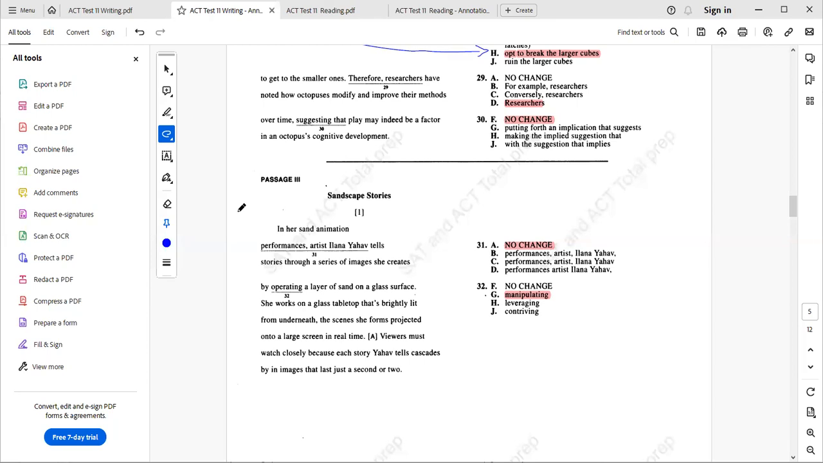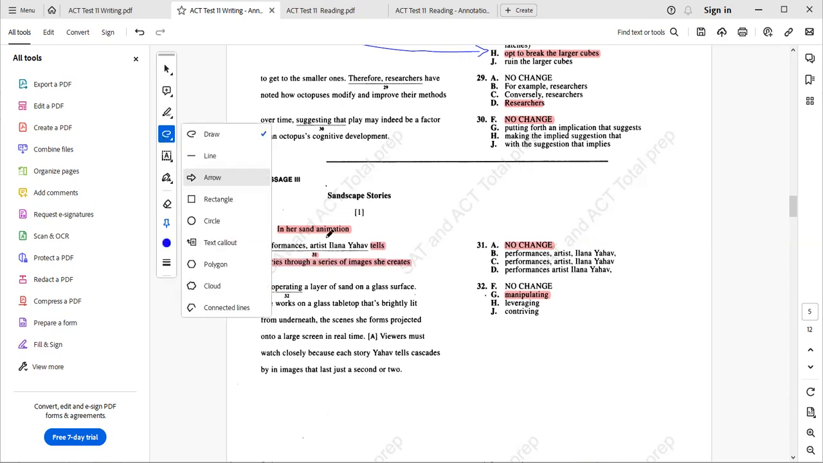Me. Engineer Omer. Okay. 31, Engineer Omer, you make it B. The answer is A. Let's find why. In her sand animation performances, prepositional phrase. Okay. Prepositional phrase that act as a modifier.